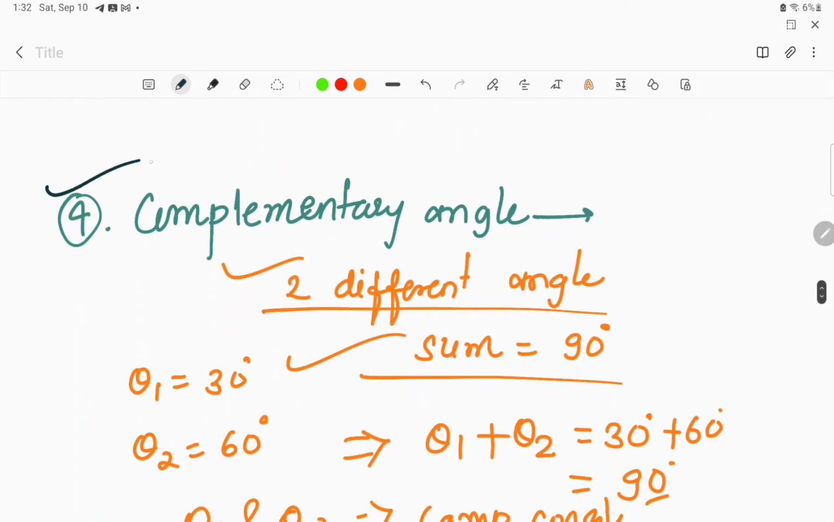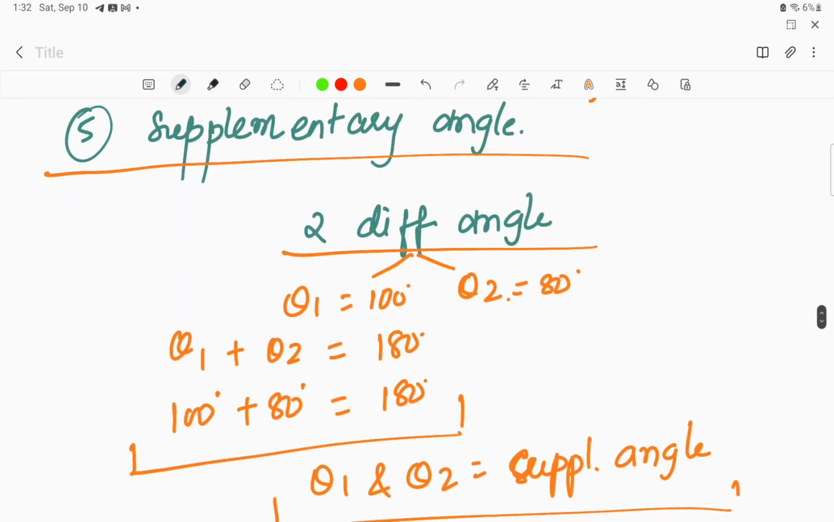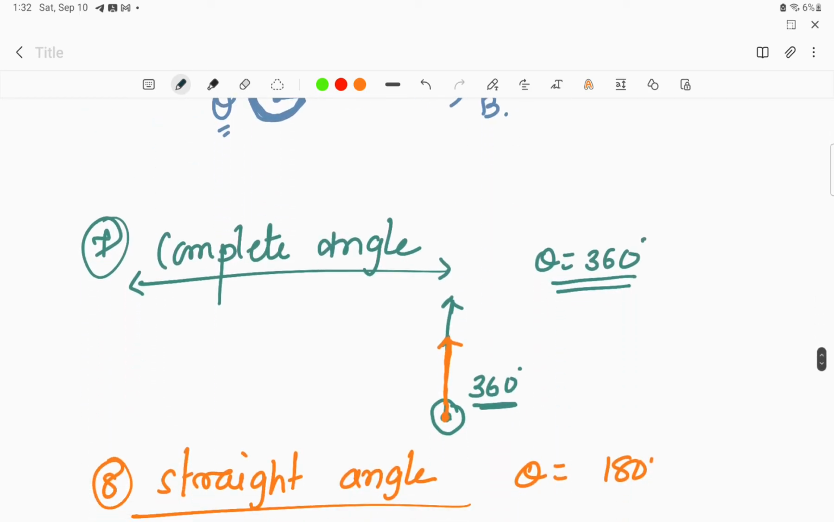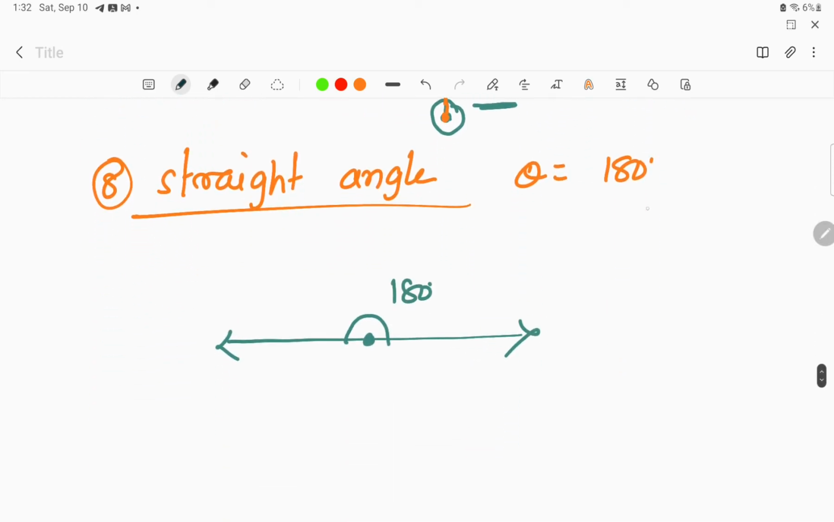In complementary angles, we have seen two different angles whose summation is 90 degrees. In case of supplementary, two different angles with a summation of 180 degrees are called supplementary angles. In reflex angle, the angle is greater than 180, in complete angle theta is equal to 360 degrees, and in straight angle theta is equal to 180 degrees. These were all the terms that we have discussed in angles.